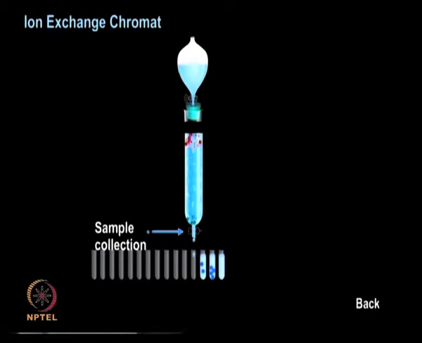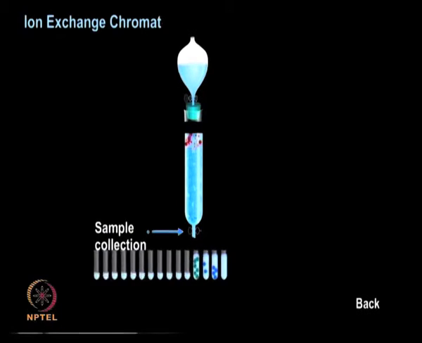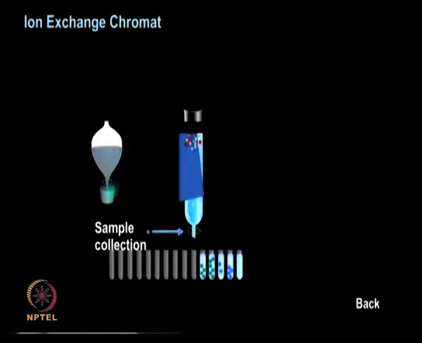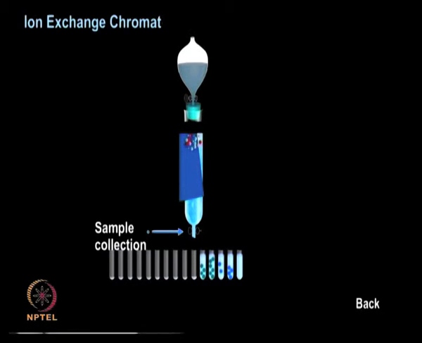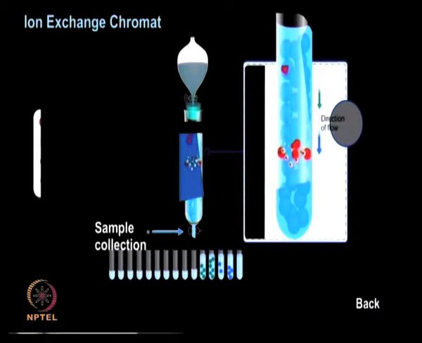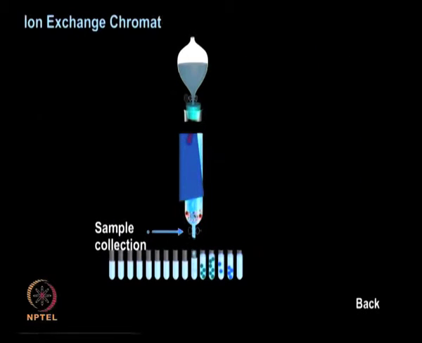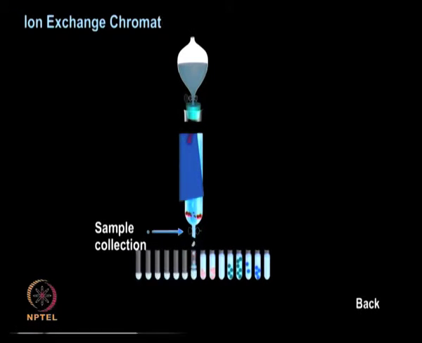The fractions of appropriate size must be collected and analyzed for their protein contents. The negatively charged proteins, which get eluted first, will be present in the initial fractions, while the positively charged proteins that bound to the column are eluted in later fractions. Once all the fractions are collected, the protein content can be analyzed by using a spectrophotometer.